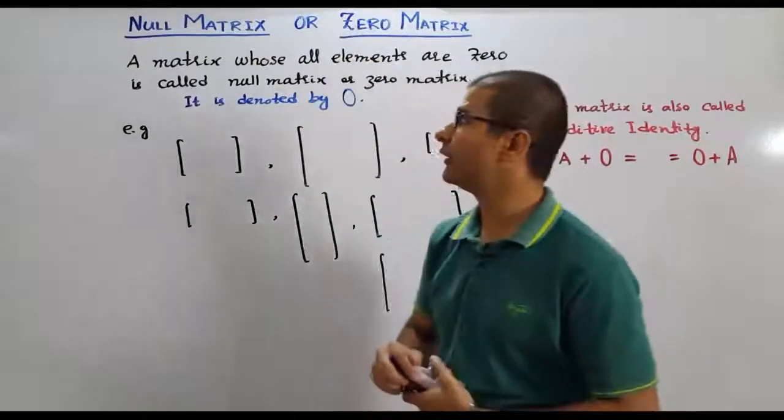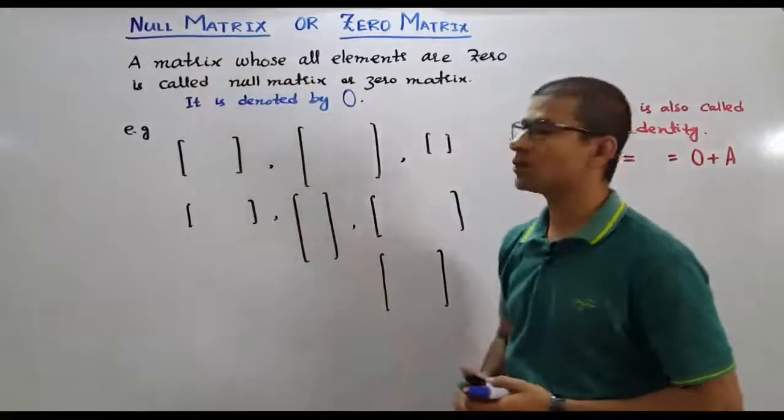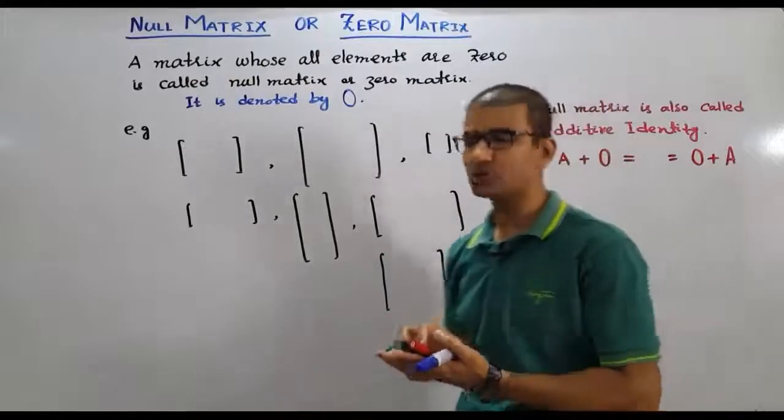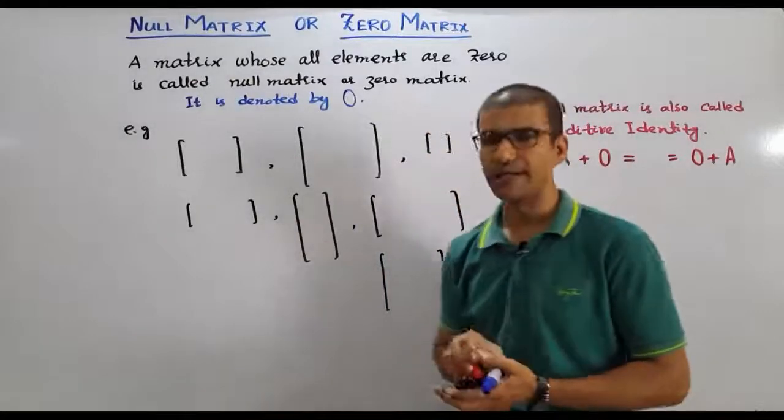In this video you will learn null matrix or zero matrix. A matrix whose all elements are zero is called null matrix.